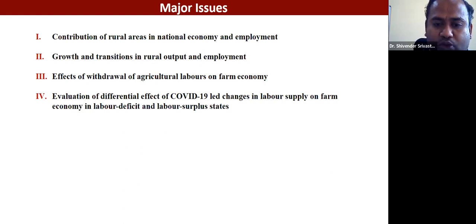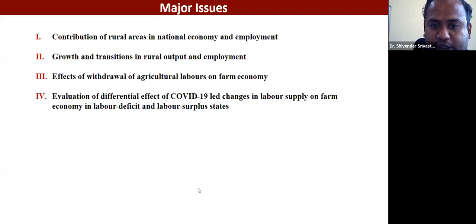Specifically, why I said two types of states, labor deficit and labor surplus: there are states in Eastern India, like Bihar, Odisha, Assam, where we have excess labor, and that labor comes to states like Punjab and Haryana, where we do not have that kind of cheap availability of labor. So what happened to those two categories in terms of wages and other things when the lockdown occurred due to COVID in 2020?